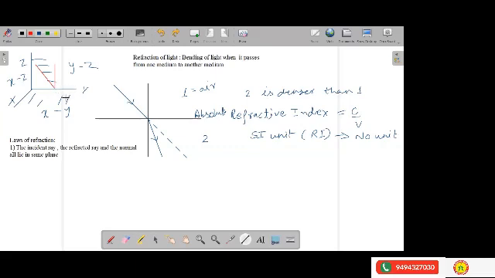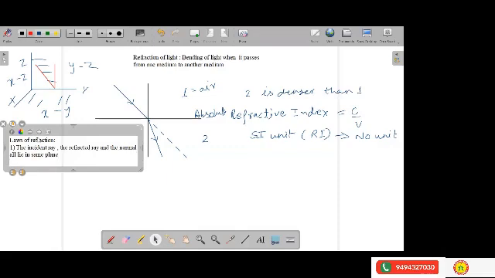Okay, sir. Okay. So this is your first rule, that the incident ray, the refracted ray, and the normal all lie in the same plane. Now the second rule. The second rule is very important here, as it's not the same as the angle of incidence equal to the angle of reflection. Here there is no reflection, it's refraction, and we can clearly observe that the angle of incidence is not equal to the angle of refraction.